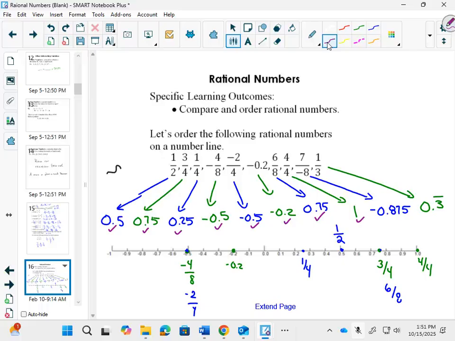So negative 0.8 and then negative 0.875. What we can do is imagine this broken up into 10 parts, and you've got to go 7 parts over. So it's going to be about there. As a fraction, this was 7 over negative 8. That's looking like it's going to be our smallest number now that we put them on our number line. And then finally, 0.3 repeated is 0.33333 continued on forever. Check mark this one.